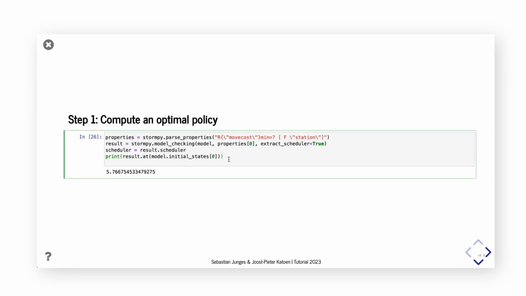So we're still in our grid world, and we have a property that tries to minimize the movement costs, the expected movement costs to get to the station. We can model check this, and we can obtain a scheduler. Then the result is that within 5.76 steps in your grid, you can reach your station.